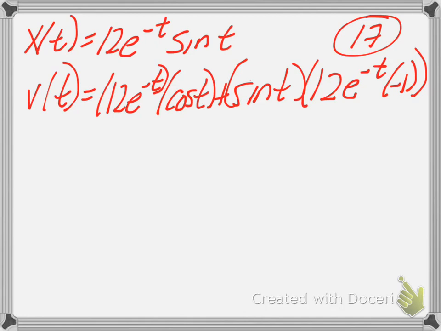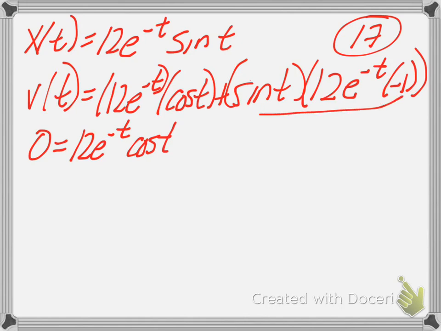Okay, so how do we find out when the velocity of the particle is 0? You take the velocity and you set it equal to 0. So I'm also going to simplify a little bit here. I'm going to take this negative and put it over here. And I'm going to put the 12 and the e in front and put the trig function at the end. Okay, so I want to know when this is equal to 0.